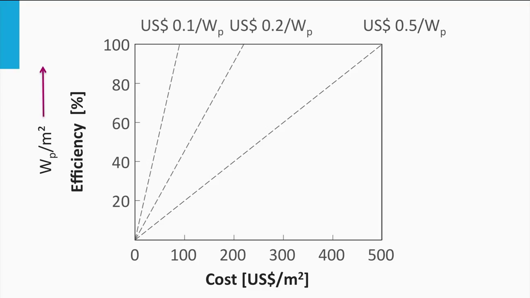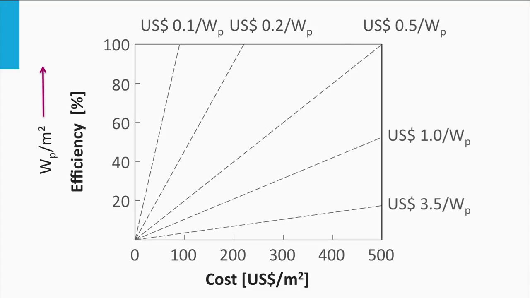If the slope of these dashed lines is very steep, the cost price per watt is low. Whereas when the slope of the dashed lines becomes less steep, the cost price per watt peak is getting significantly higher. To compete with other energy sources, you would like that your PV technology overlaps with the steepest lines in these graphs.